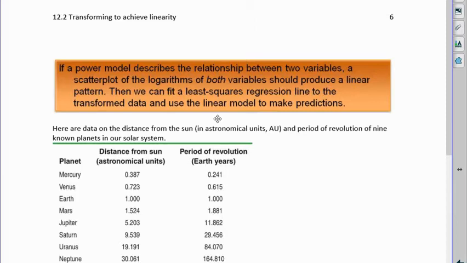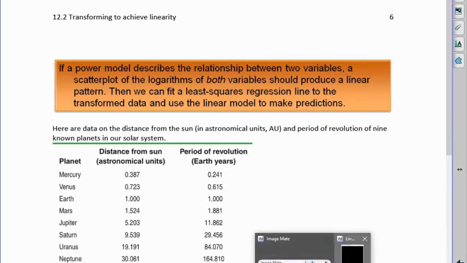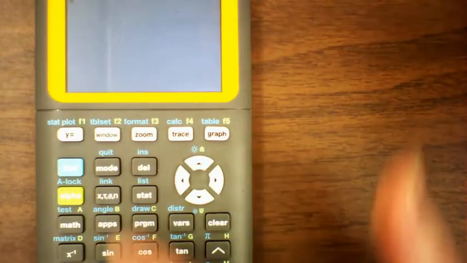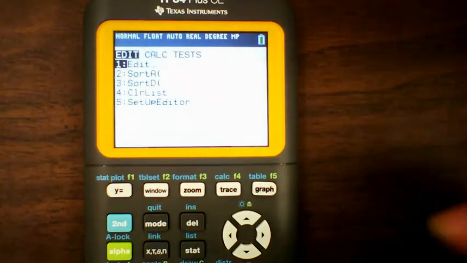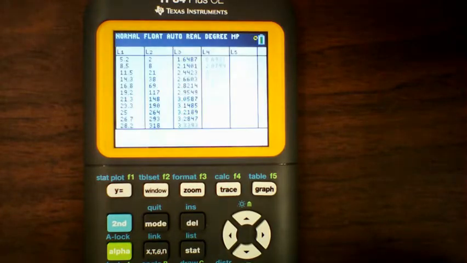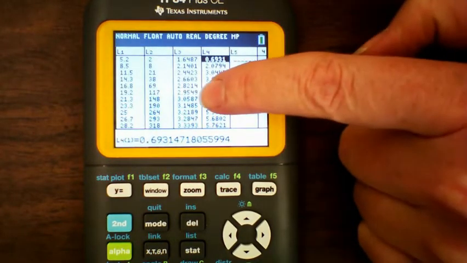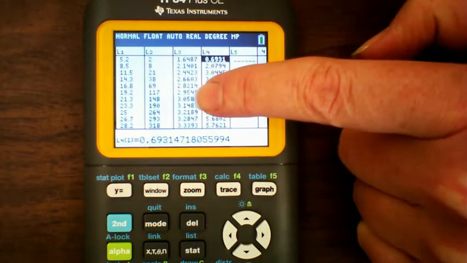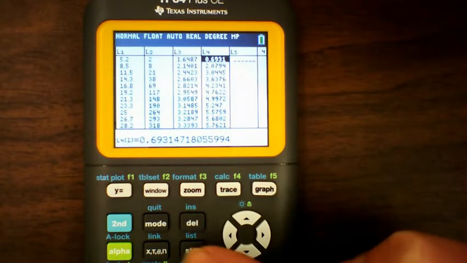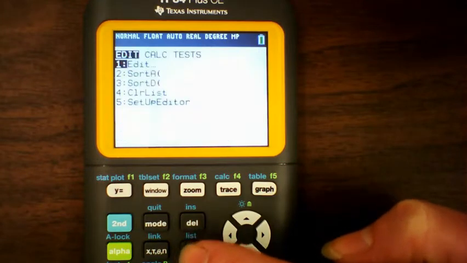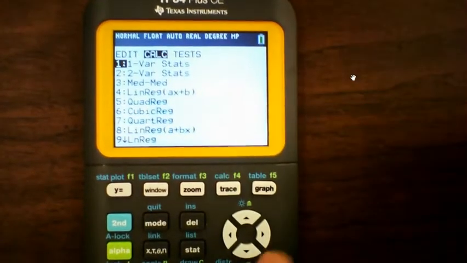I just want to quickly show you with the fish example. I've already got it in my calculator, so if I go into stat and I say edit, and I've already taken the natural log of the fish here, of their length, and the natural log of the fish weights. And if I do a stat calc, I'm going to do the linear regression.